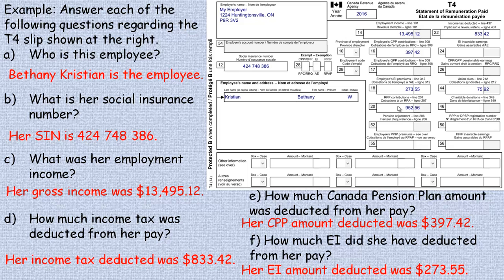There are other amounts. Tier 2, RPP stands for Registered Pension Plan. This is the union dues box, and there could be other values as well. So that's the end of the tutorial.